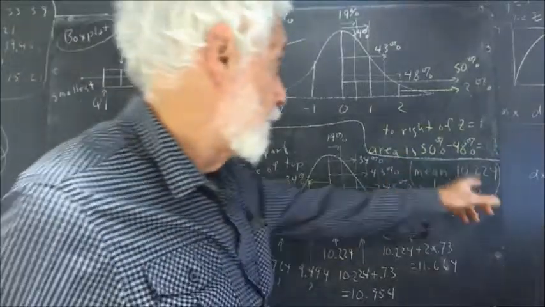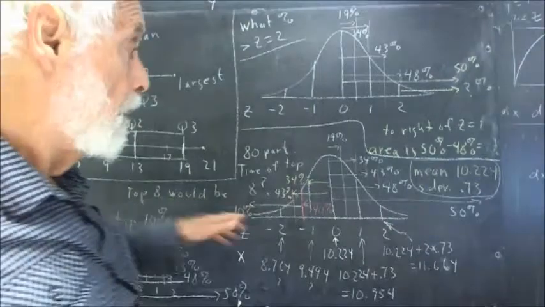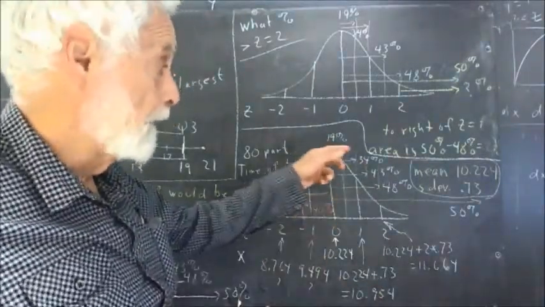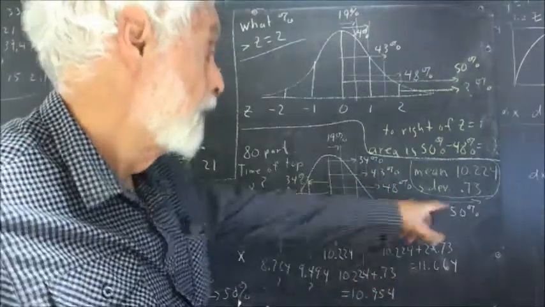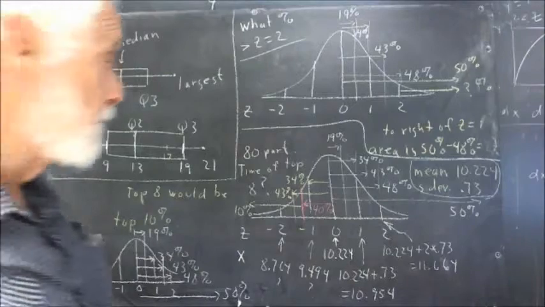Okay, well, first thing we do, we've got a mean and a standard deviation. What are we going to do? We're going to assume it's normally distributed. We're going to draw our normal curve. We're going to label our 19, 34, 43, 48% and our 50% just to be sure, and understand that we have the same percents on the other side.